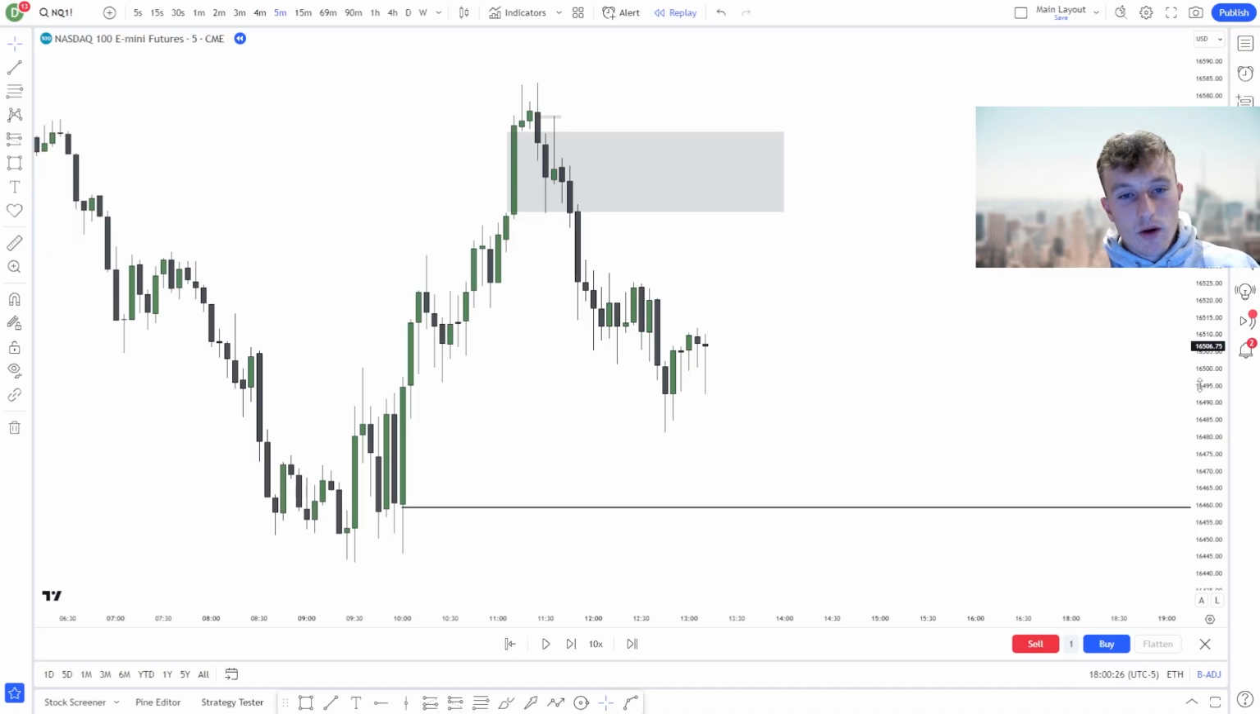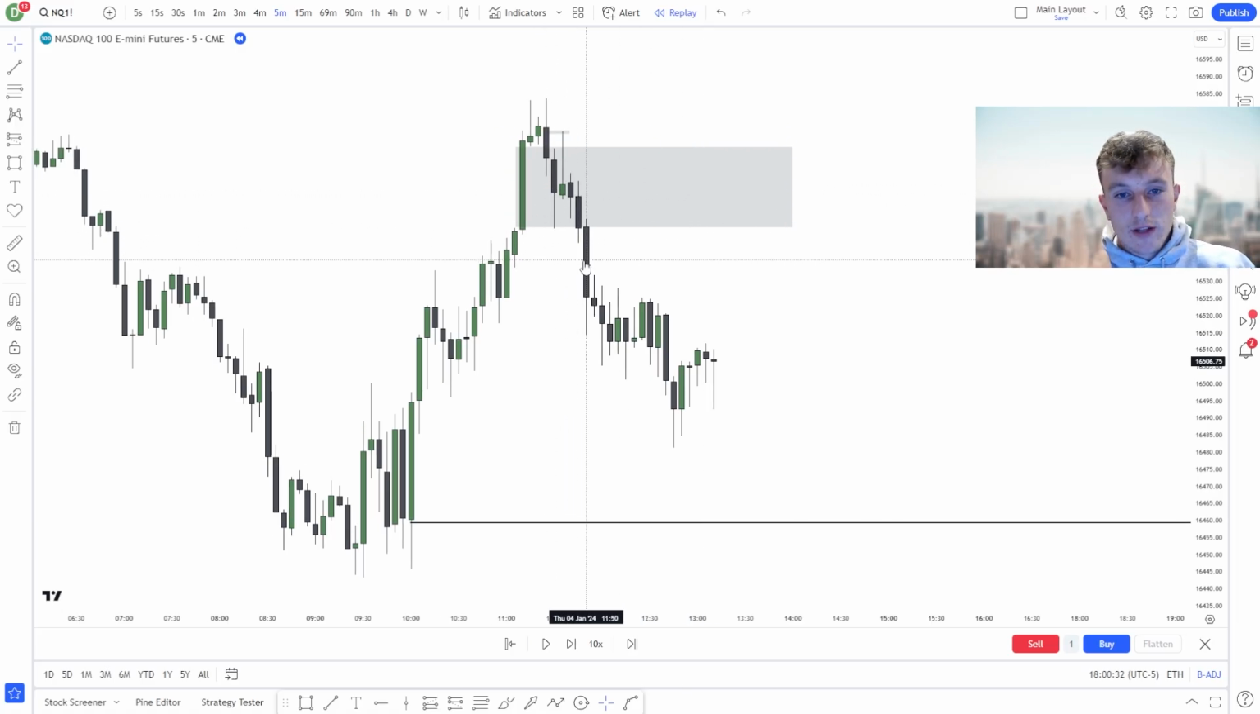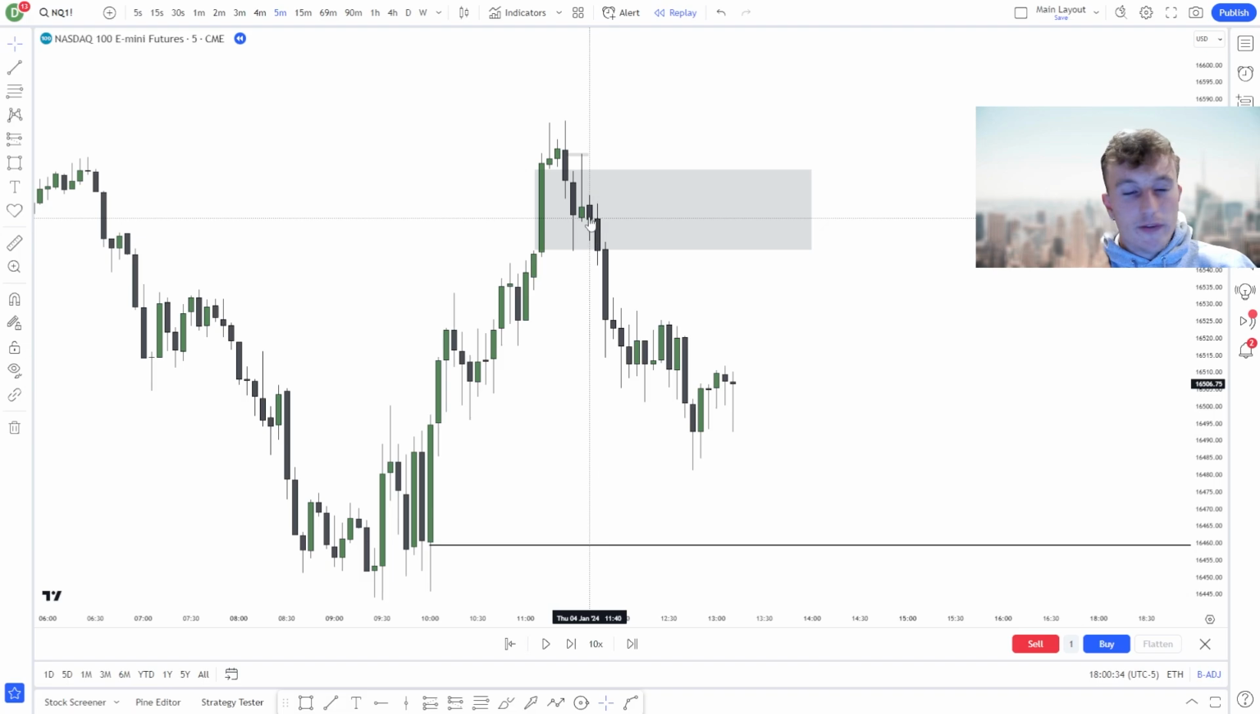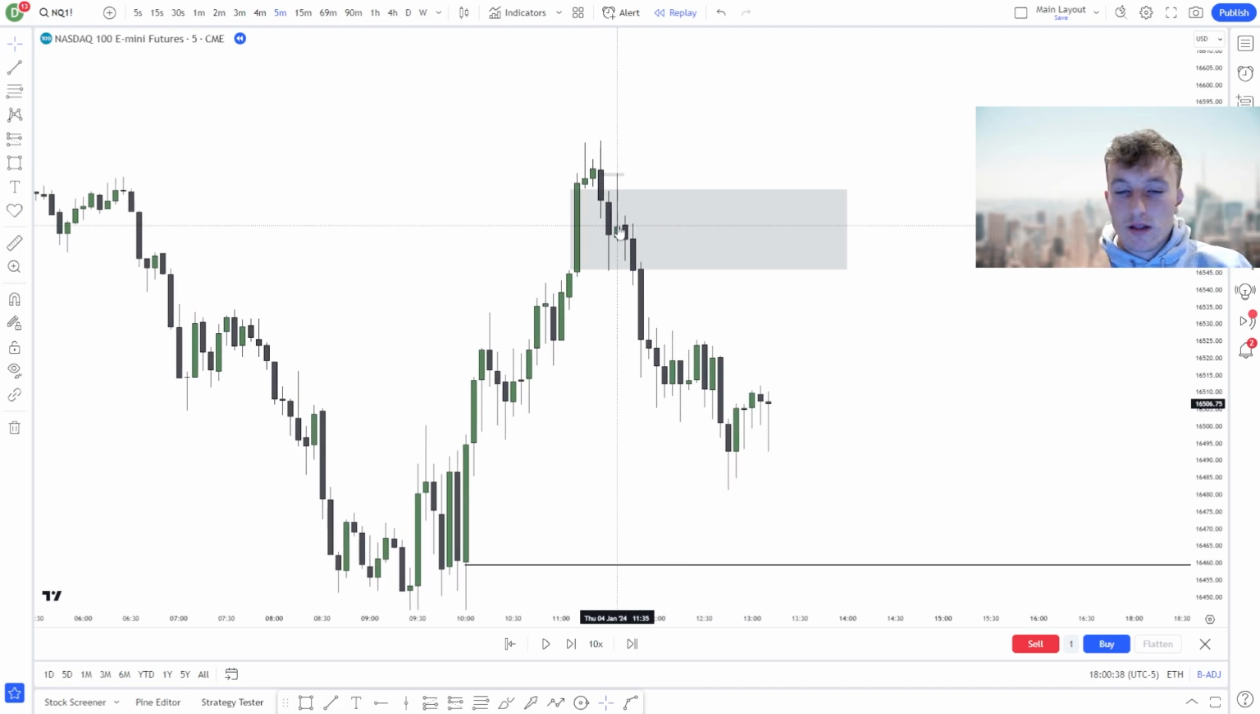If you're married to one bias here, like I was today, I was married short, you don't even try to look for a long setup here. You just either wait for this to be inversed, or if it's not inversed, you don't touch anything. Because if you're bearish bias, I don't care if you see the most textbook long setup in your life in here, you do not take it if you're bearish bias. But if you're neutral, you'll wait for either a textbook long setup out of here or you wait for it to be violated.